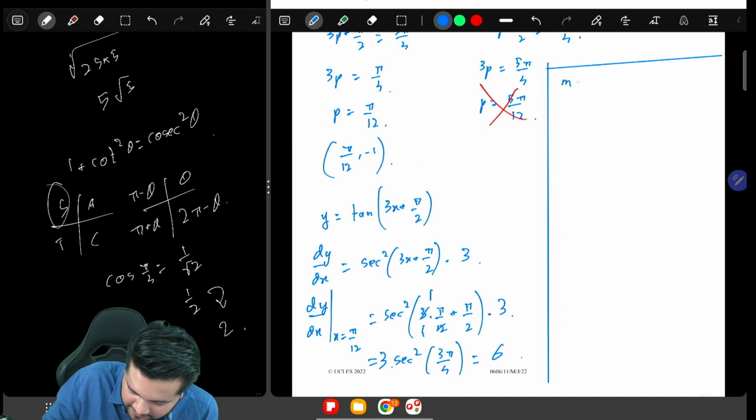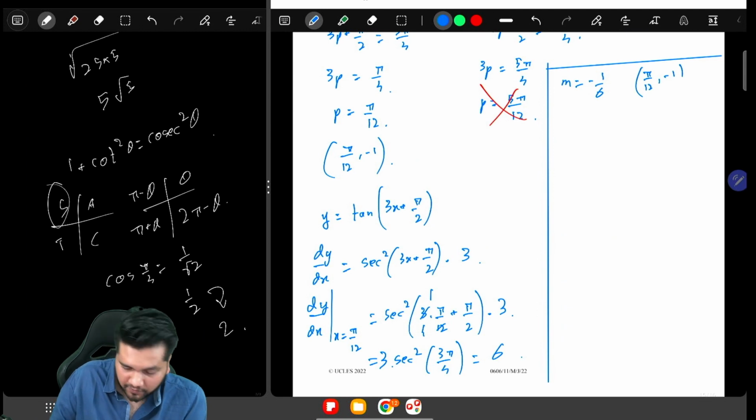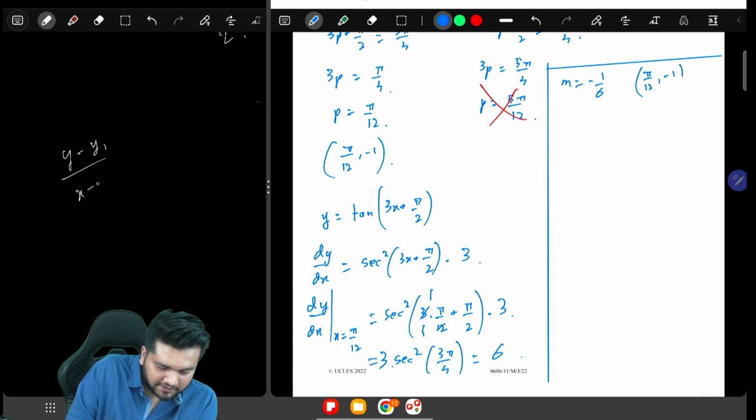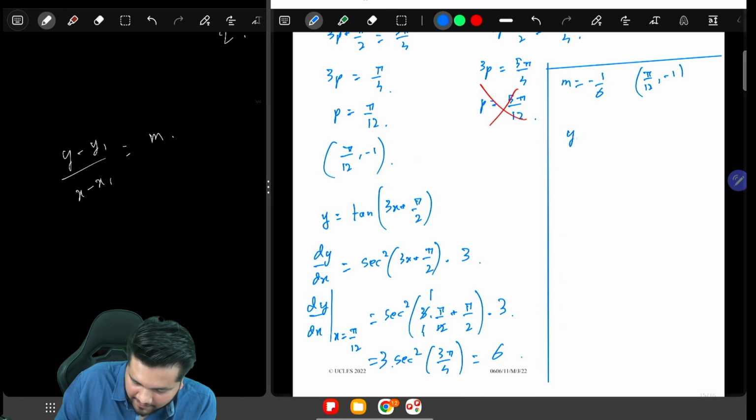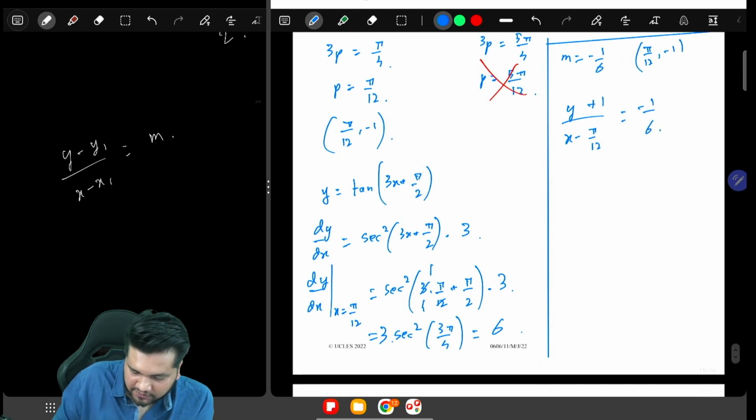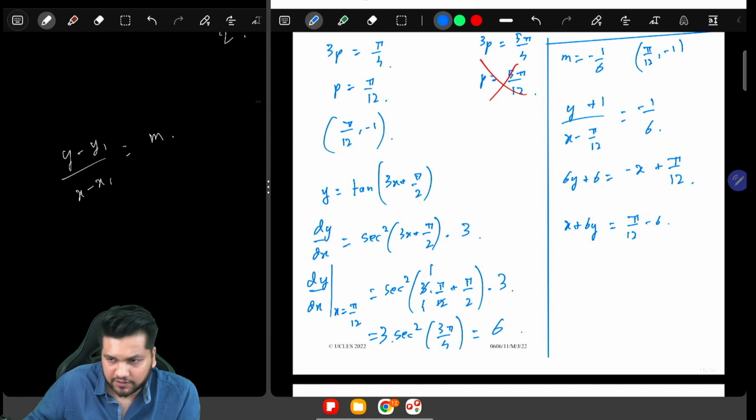So here, now the gradient of the normal is minus 1/6, and the coordinate is (π/12, -1). So the equation of the normal would be, generally I use this: (y - y1)/(x - x1) is equal to the gradient m. So here it's (y + 1)/(x - π/12) = -1/6. We'll move 6 to the other side, so we'll get 6y + 6 = -x + π/12. If you want, you can write it in this form, that is x + 6y = π/12 - 6, or maybe y = mx + c, whichever is your choice.